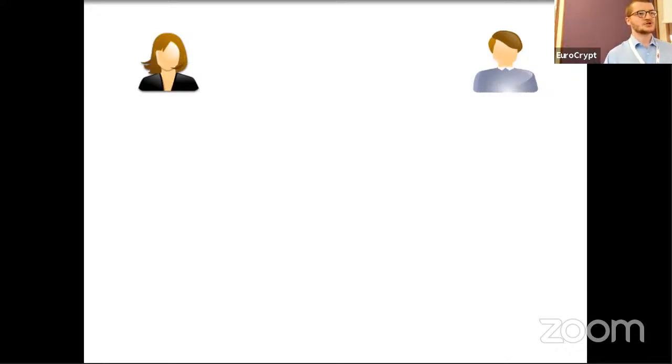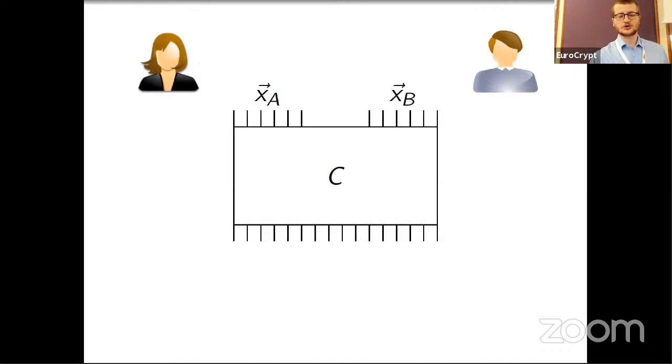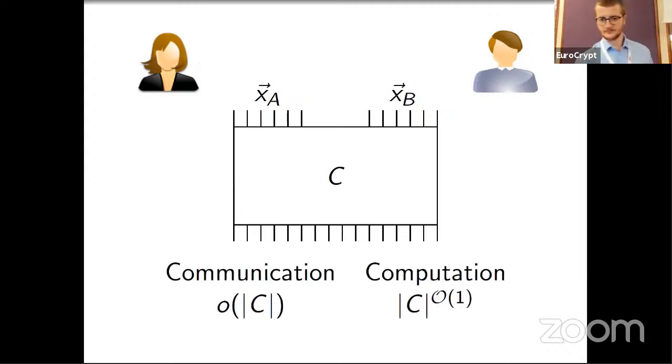Alice and Bob wish to perform some secure computation, so the secure computation of a circuit where they share the inputs. Now, in order to guarantee some security properties, you have to expend a certain amount of resources, communication and computation. The question is, can you only use an amount of communication which is sublinear in the size of the circuit, which is the number of gates? In this setting, you don't really care about computation so long as it remains polynomial.